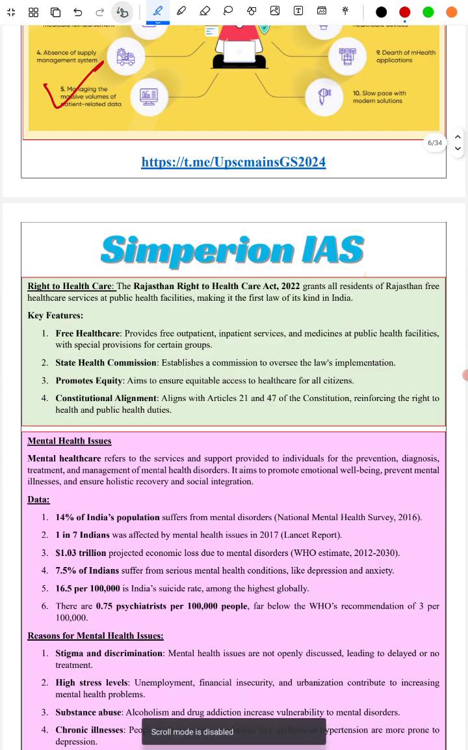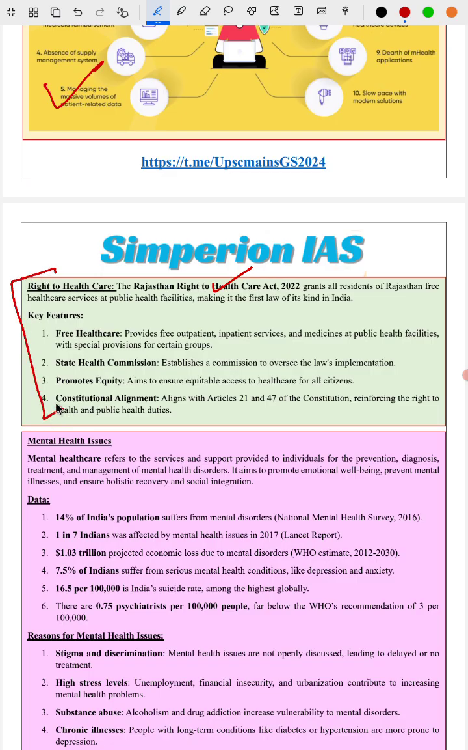Next is right to healthcare. Rajasthan recently passed the Right to Healthcare Act 2022, granting all residents of Rajasthan free healthcare service at public health facilities, making it a first law of its kind in India. Very important. You can quote these examples whenever you write an answer, or this can be a direct question as well. And very important is, why did the Rajasthan government make an act? As we already discussed, health is a state subject. Health is a state subject.